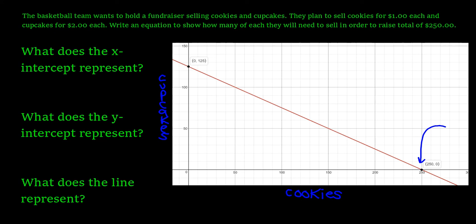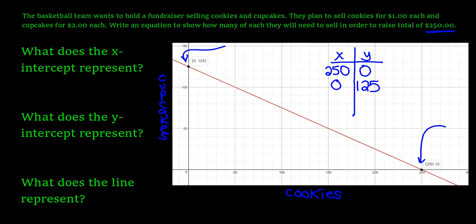And what does the y-intercept represent? What does that point represent? Well, that point represents that if I don't sell any cookies, I could instead sell 125 cupcakes and reach my $250. So I've got a couple of options here. When I start looking at my x versus my y, I could sell 250 cookies and no cupcakes, and I would be able to get up to that much money, $250. Or I could sell no cookies and 125 cupcakes, and I would still get my $250.